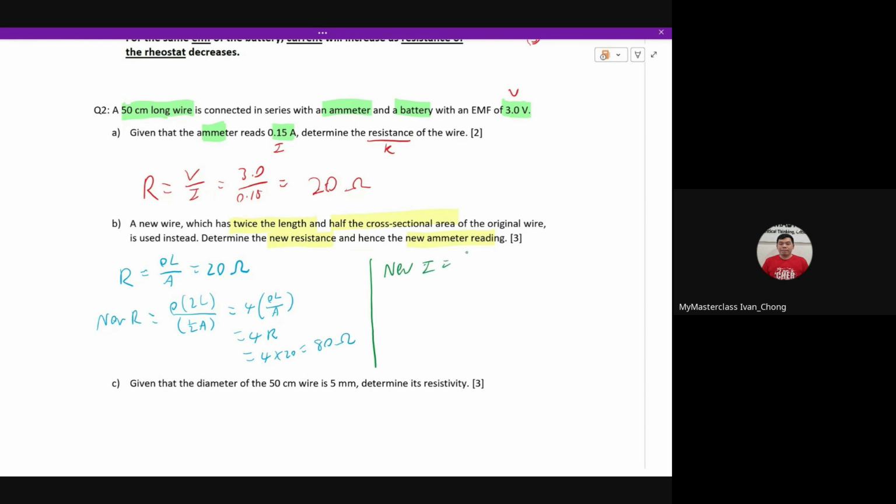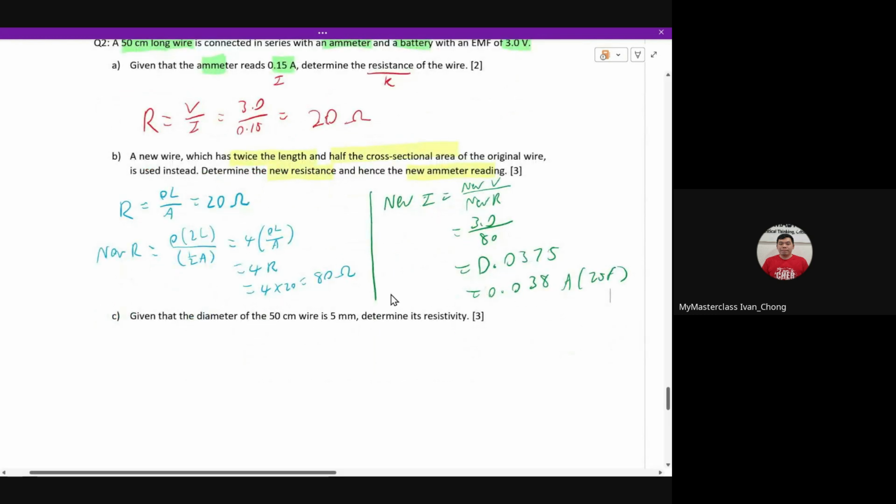So new I is new V over new R. So you can see new, we always make sure that they are the same. So it's 3 divided by your 80 now. So you press the calculator, you should end up with a fairly weird number. 0.0375. And because I use 2SF, I need to round up, and this is current, 2SF. Okay, so you have your two answers. You have your 80 ohms and you have your 0.038 amperes.